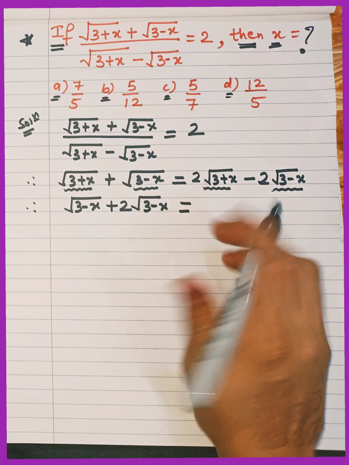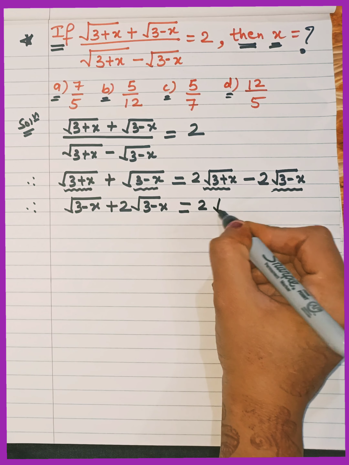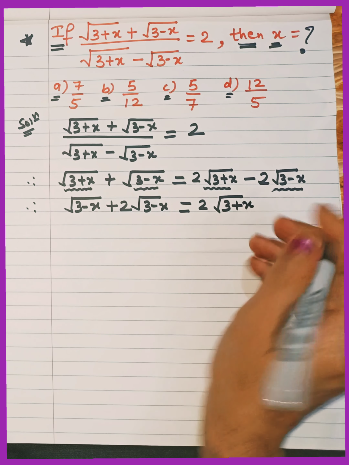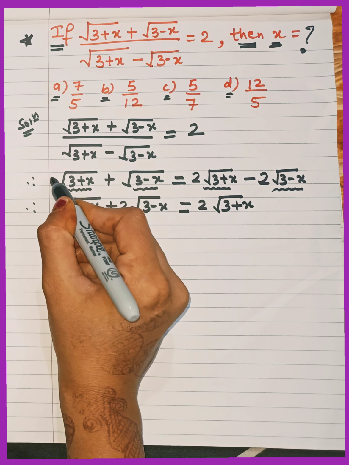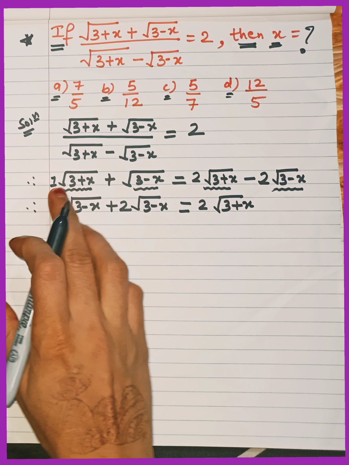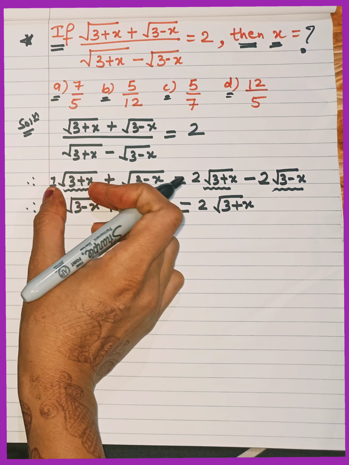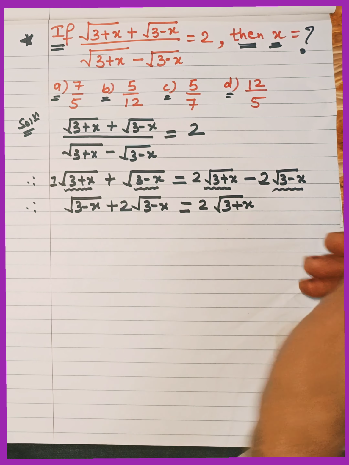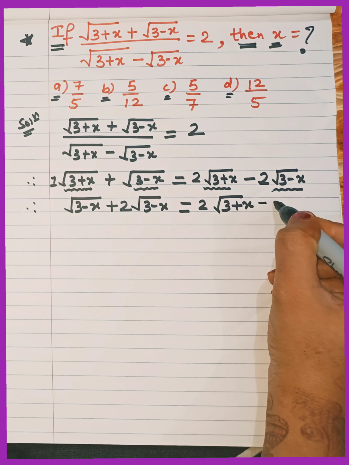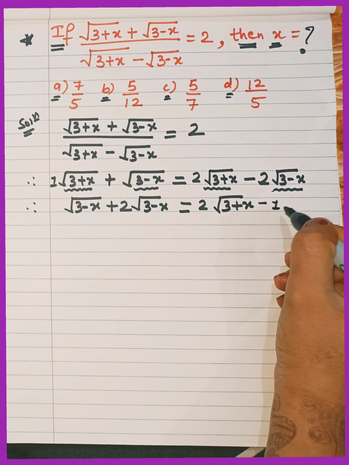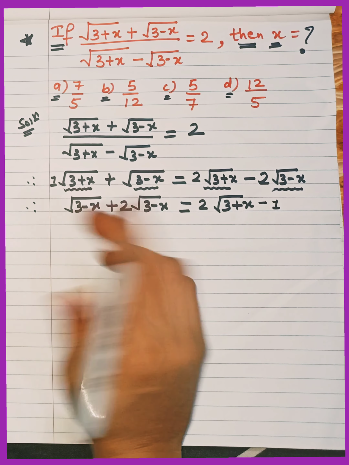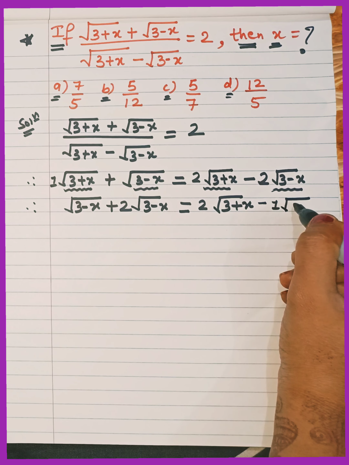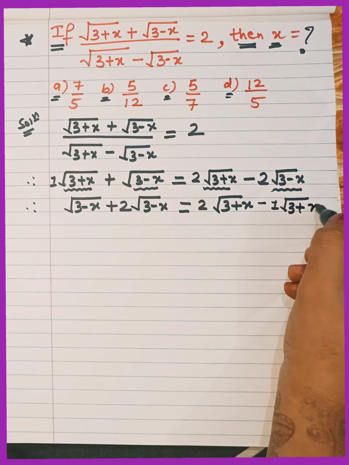Now this part we are keeping here as it is: 2 times square root of 3 plus x. Here we have no number, means we can write 1. So 1 times square root of 3 plus x, this part I am shifting here, but this is positive. So when I shift here, it will become negative 1 times, or if you don't write 1, it is still understood that it is 1 time. So we are shifting it here: minus square root of 3 plus x.